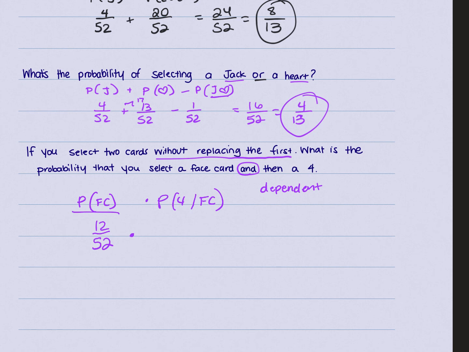If you took a face card the first time, there's still the same amount of 4s left. There's still 4 4s, but there is 1 less card in my deck. So this would be 3/13 times 4 over 51, and then you can actually reduce it one more time. 3 goes into 51 17 times, and I get 4 over 13 times 17, which is 4 over 221.